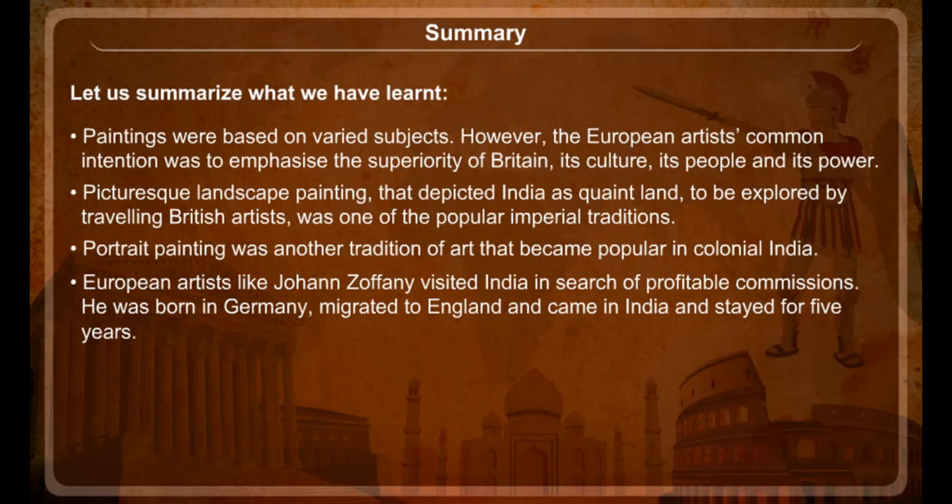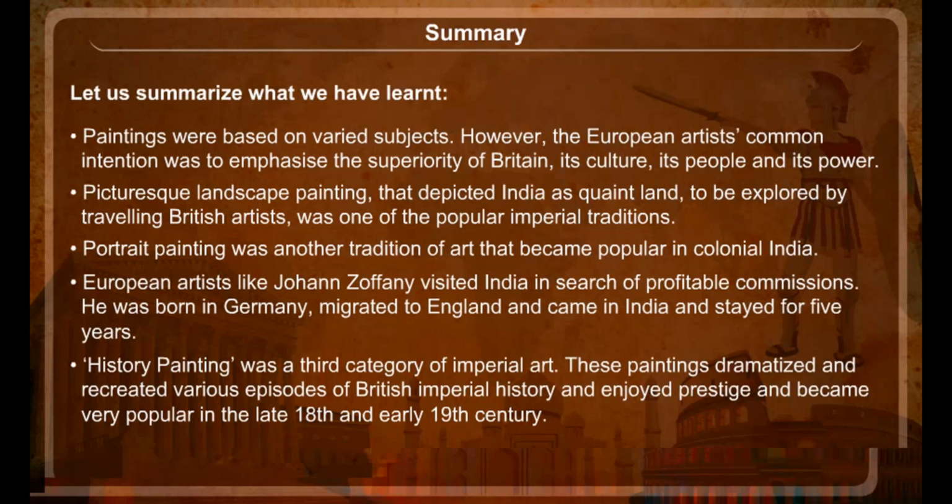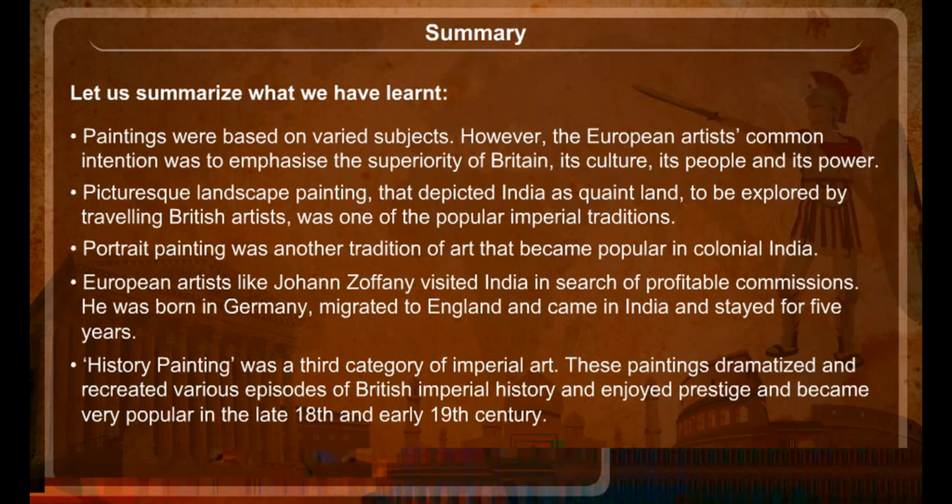European artists like Johann Zoffany visited India in search of profitable commissions. He was born in Germany, migrated to England, came to India and stayed for 5 years. History painting was a third category of imperial art. These paintings dramatized and recreated various episodes of British imperial history, enjoyed prestige and became very popular in the late 18th and early 19th century.